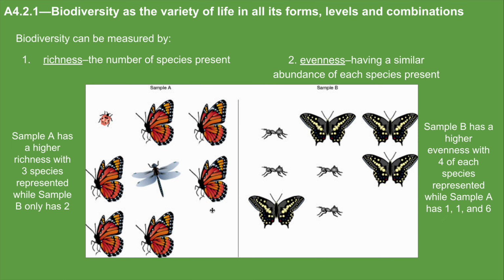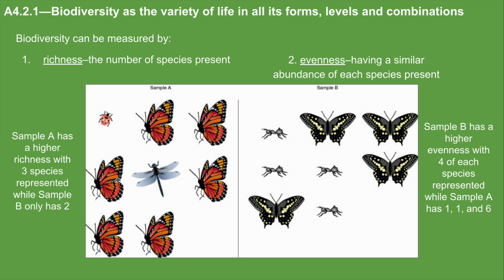So if you're given two ecosystems, say we have sample A here and sample B, you might be asked which of these two has a higher biodiversity. Well, you might say to yourself, okay, according to the richness, there's higher biodiversity in sample A because there are 3 species present, 1, 2, and 3. Whereas in sample B, there are only 2 species present. This is like moth and these little ants. On the other hand, if we were to look at evenness, we're going to see that sample B has a higher biodiversity because there are 4 of each species present, whereas sample A has 1, 1, and 6.